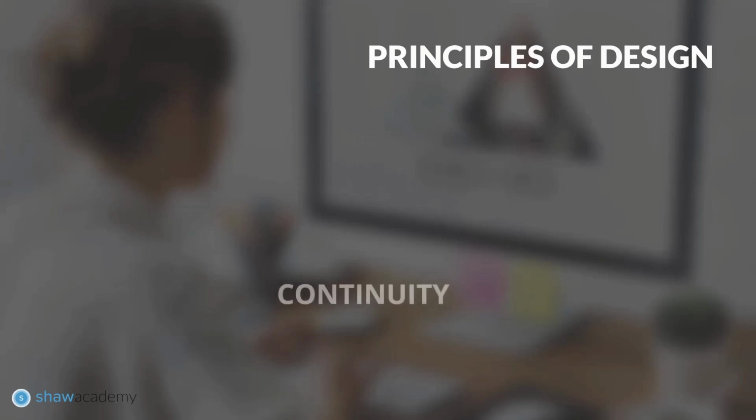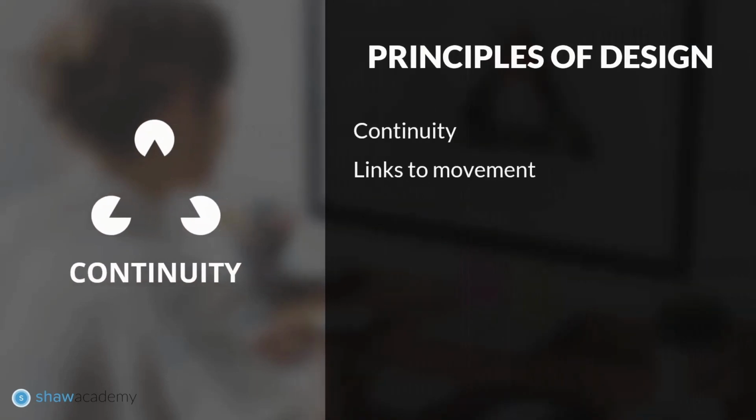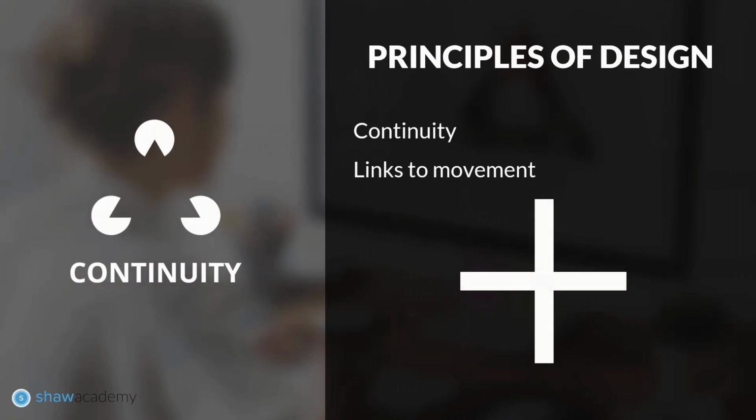Continuity links to the principle of movement, which we spoke about earlier. Our minds will follow a line instead of breaking it up. Think about a cross. We do not see it as 4 separate lines, but rather we view it as one horizontal line overlapping one vertical line.